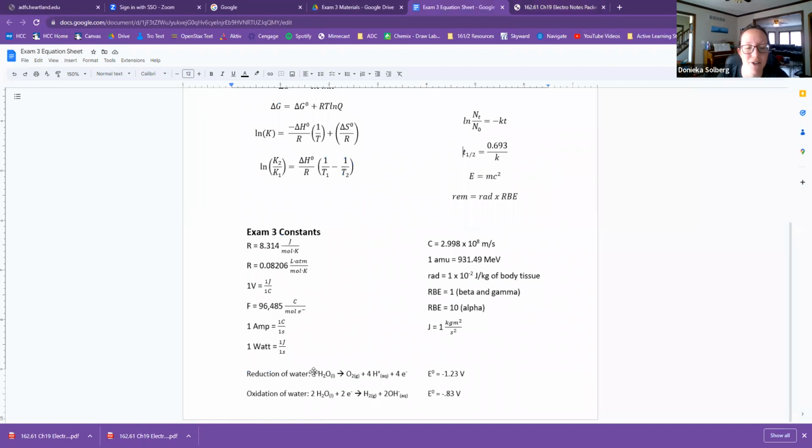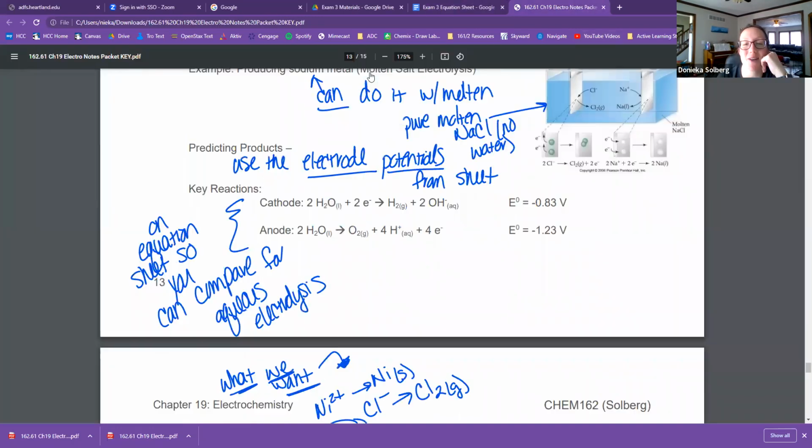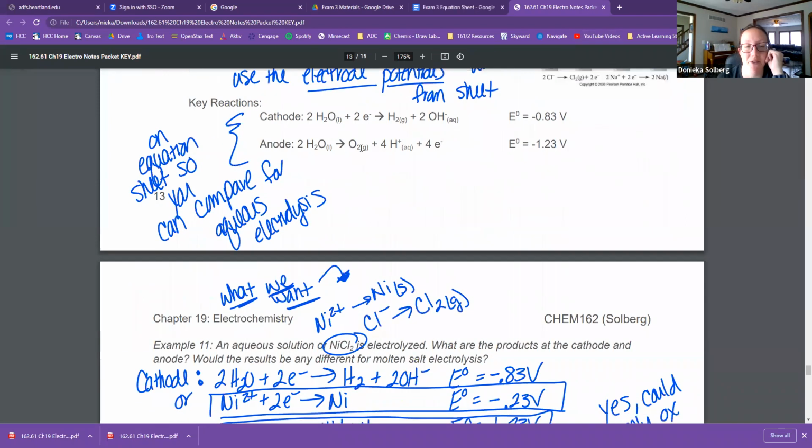Sorry, I have them on here. That one should be oxidation and that one should be reduction. So I'm going to fix those. But let's go back anyway to this. So I'm pulling from right here. These are correct. Okay. Cathode, the reduction, and anode, the oxidation, right? Losing electrons to oxidation. It's negative 1.23.